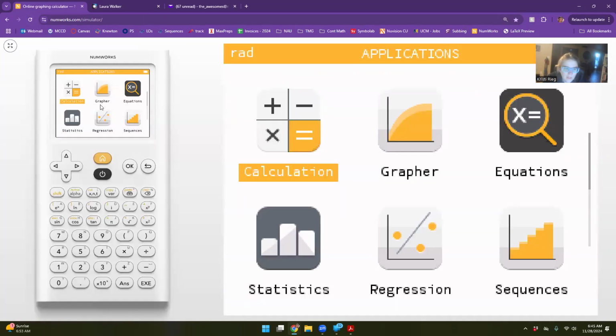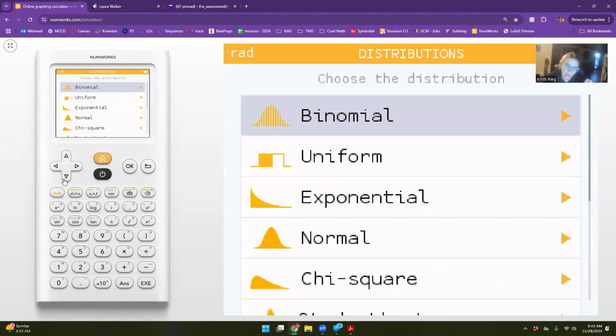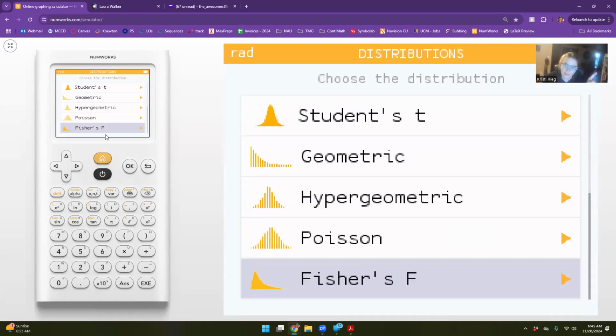Okay, so we're going to go to distribution, because remember, this is the Fisher's F distribution. If you know all 3 of those words, you can get right to it. So we have distribution, check. And then we go all the way down, Fisher's F. Perfect. We have everything we need to know.